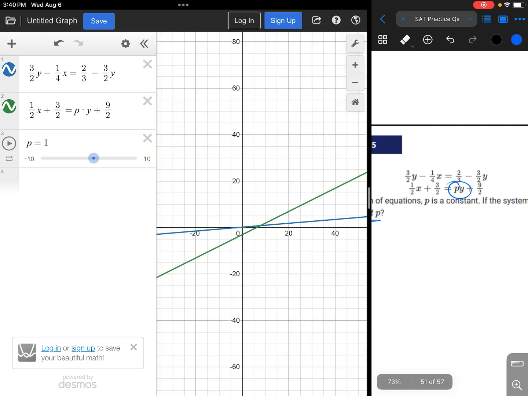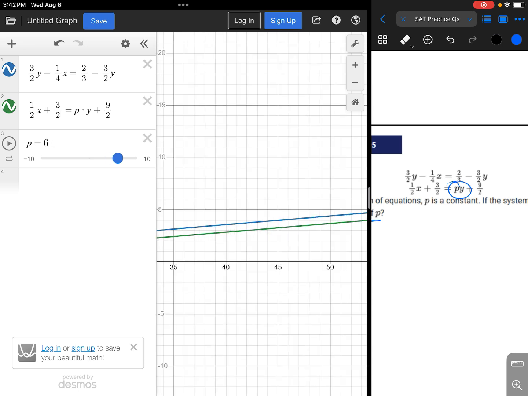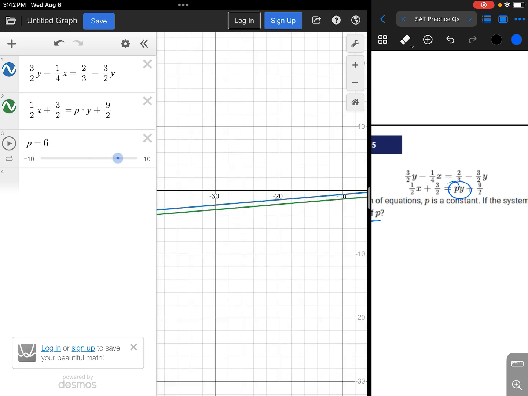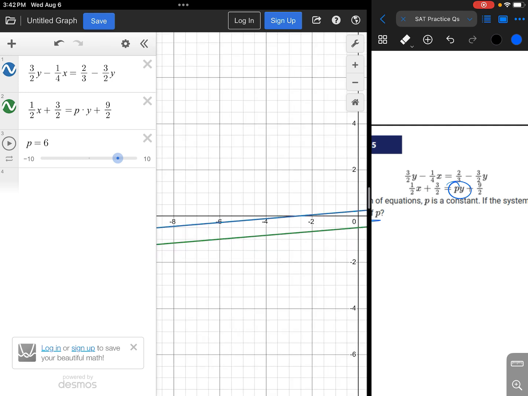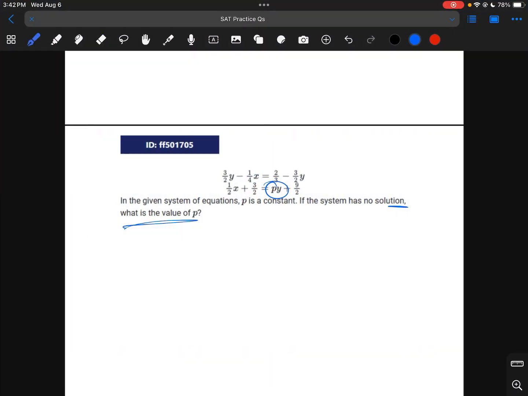So we just have to keep moving p and playing around with it until it never has a point of intersection. And as you can see, the more positive we go, we start to get to a point where those lines are parallel to one another. p is equal to 6. They look perfectly parallel to one another. There's not a single point of intersection, which means the answer to our question here is p is equal to 6. And that's it. That's all we need to do.